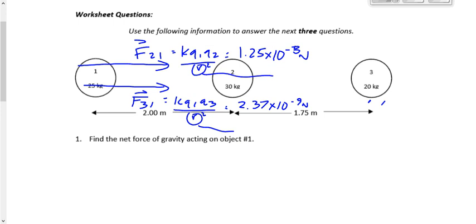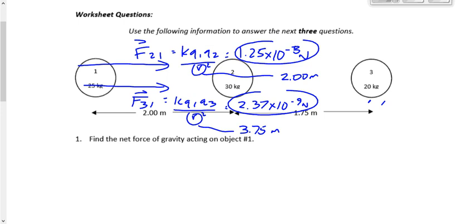Distance between 1 and 2 is 2.0 meters, right? What's the value of r right here? 3.75 meters. We need the distance between 1 and 3 to find the force of 3 on 1. So here's F21, here's F31.